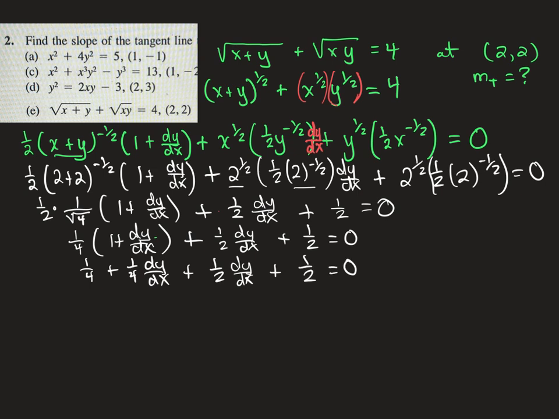Now the dy dx terms we want to put together, and the numbers we want to take to the right-hand side. So 1/4 dy dx plus 1/2 dy dx would be 3/4 dy dx. Then 1/4 plus 1/2 again for the constants would be 3/4, but we're going to move it to the other side, so negative 3/4. Then we divide both sides by 3/4 to isolate dy dx, and we get negative 1 as the slope of the tangent line.